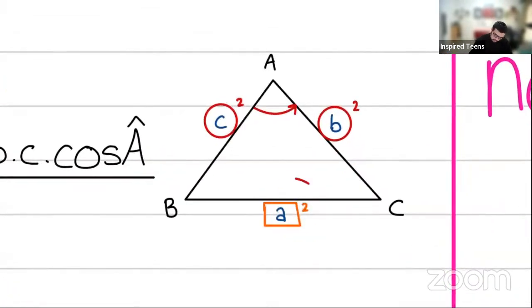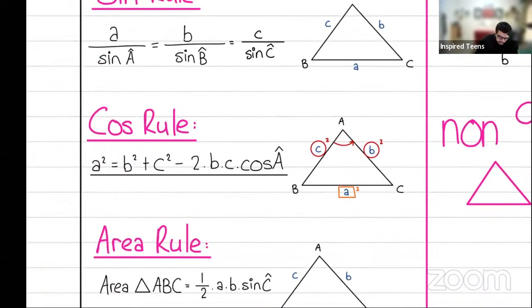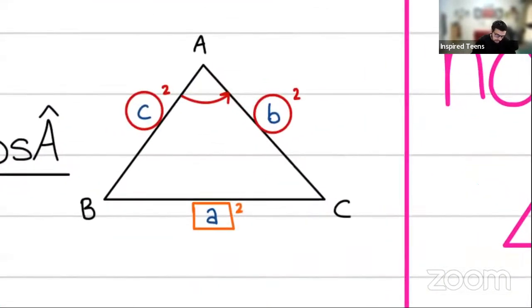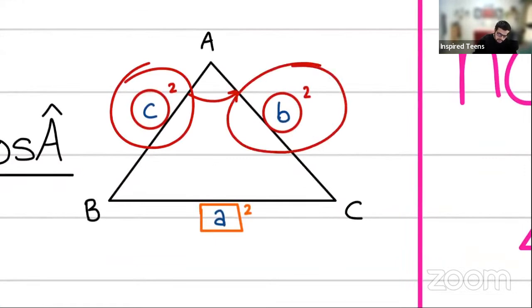All right, if this happens to be the side that's left alone, the side that's the subject of the formula, a squared, then on the other side of your equation, which sides are you going to be working with? You're going to be working with the other two sides and the angle in between. Just keep that in mind.